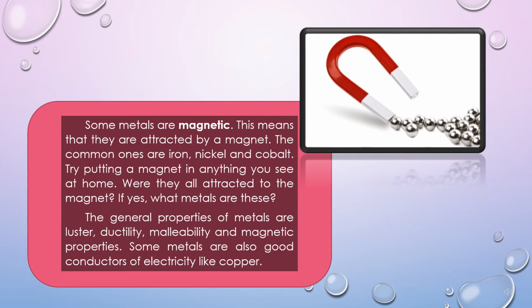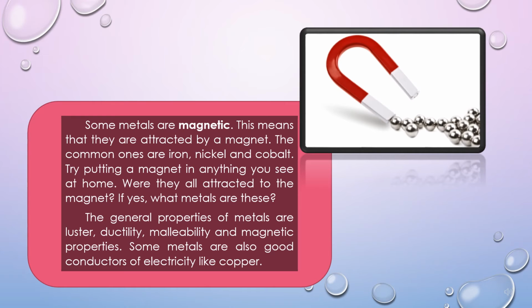So malleability, yan yung ability na kung saan pwede lang natin, kung sa Ilocano, pitpitan. Mabaling na pitpitan. Okay? And magnetic. Magnetic, yan yung ability naman ng metal na kung saan pwede siyang dumikit sa magnet.